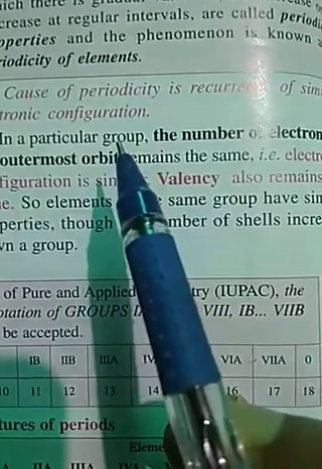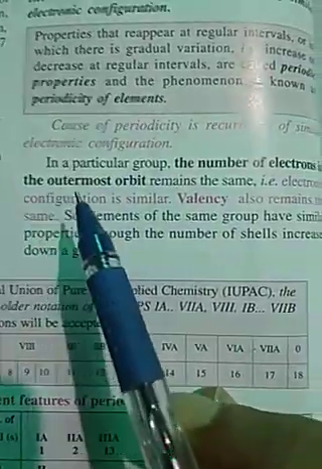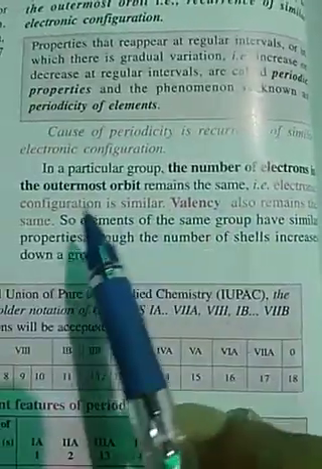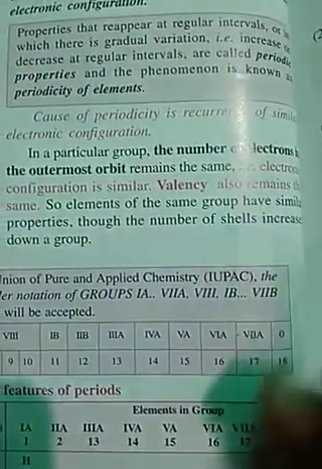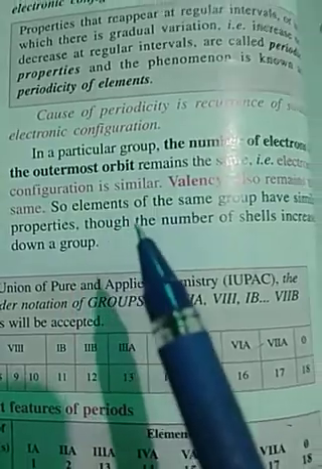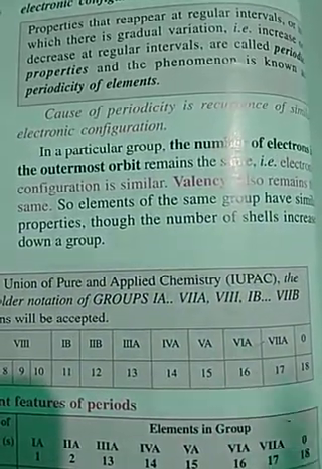In any particular group, the number of electrons in the outermost orbit remains the same. That means the electronic configuration remains the same. Valency in any particular group will be the same. So the elements of the same group have similar properties.